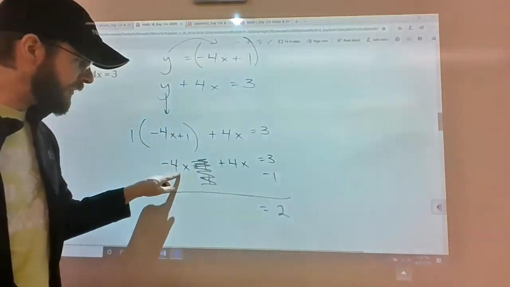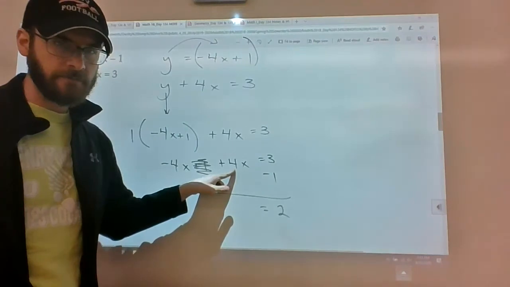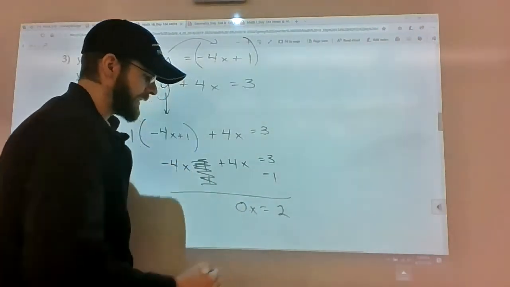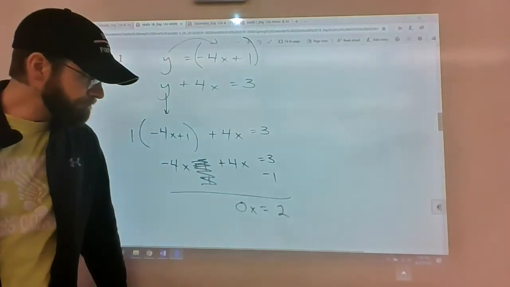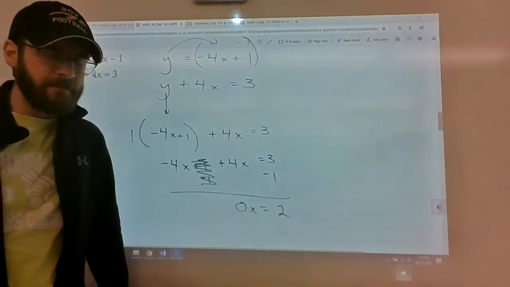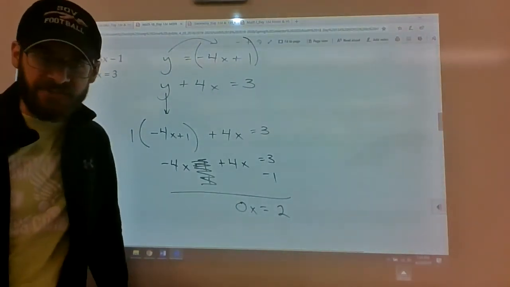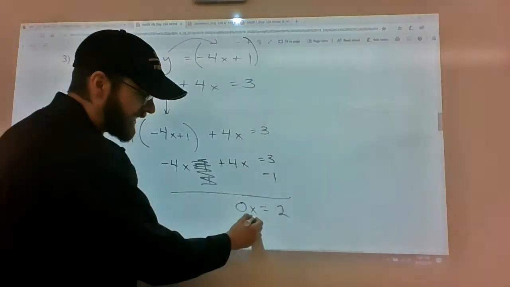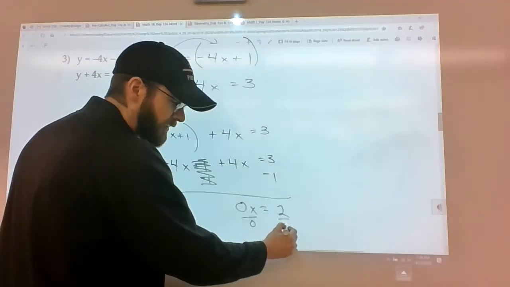And then you get negative 4x plus 4x. Well, negative 4 plus 4 is 0, and you get 0x, which can be tricky. 0 times anything is 0, so technically you can't suddenly divide by 0 and say you've got an answer.